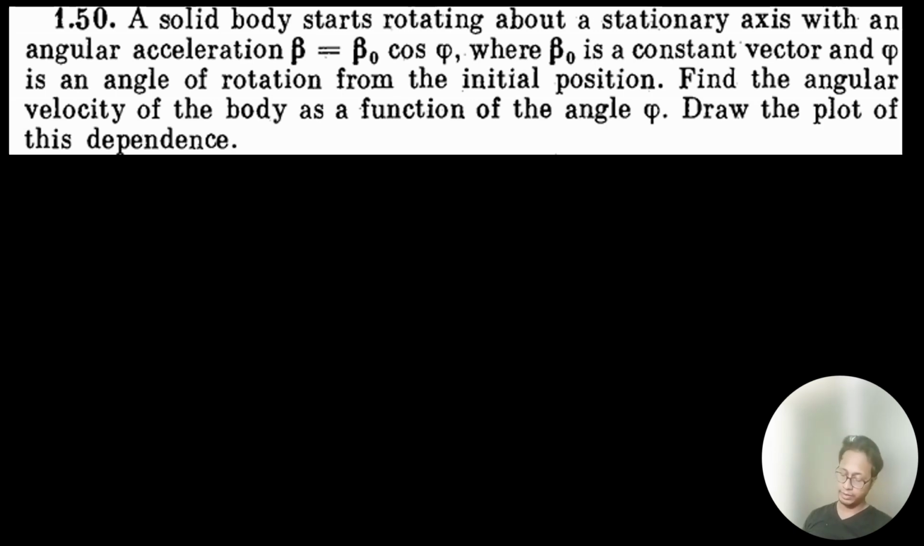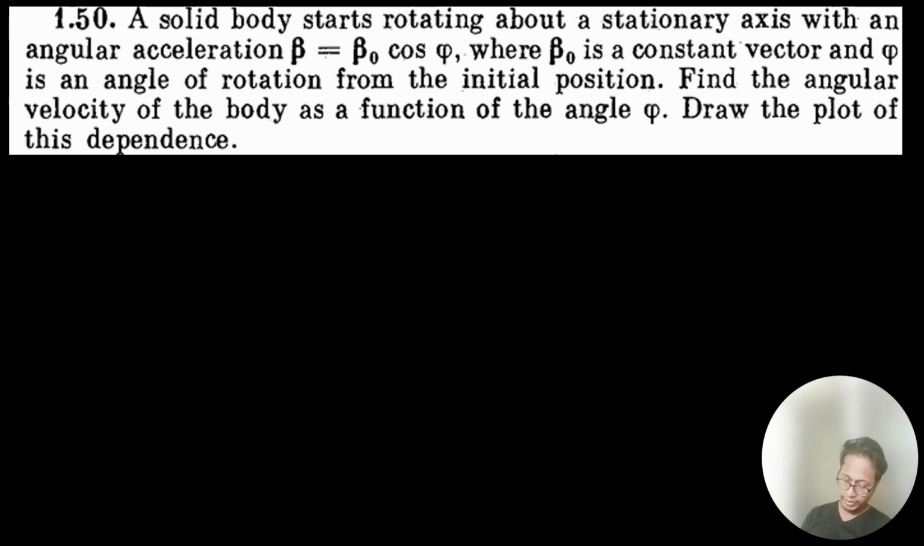Okay, let's read the question. A solid body starts rotating about a stationary axis with an angular acceleration beta equals beta naught cos phi. That means the acceleration is given by some constant into cos phi.